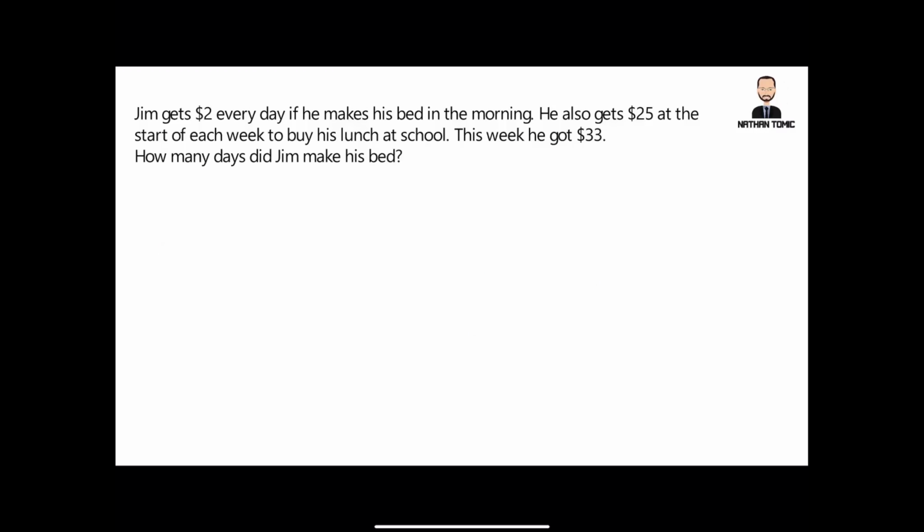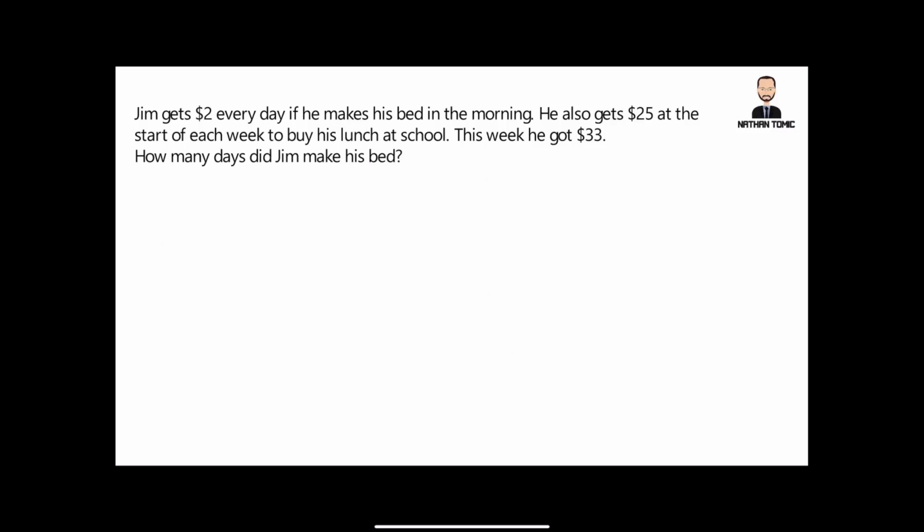Okay, this third one gets a little bit more complex looking, but again, if you follow through the steps, it isn't any more difficult. This says that Jim gets $2 every day if he makes his bed in the morning. He also gets $25 at the start of each week to buy his lunch at school. This week he got $33. How many days did Jim make his bed?